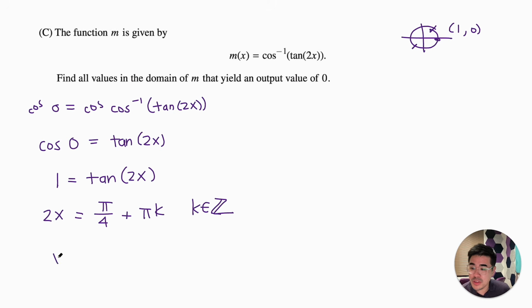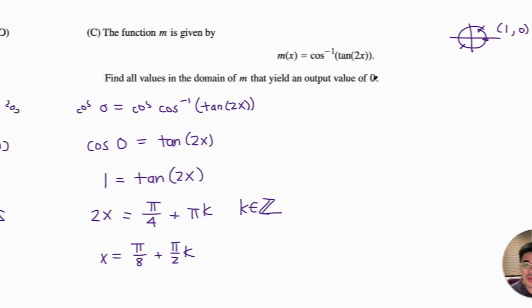And then we want to divide both sides by 2. So then you get pi over 8 plus pi over 2 k. So these are all values that would yield an output value of 0.